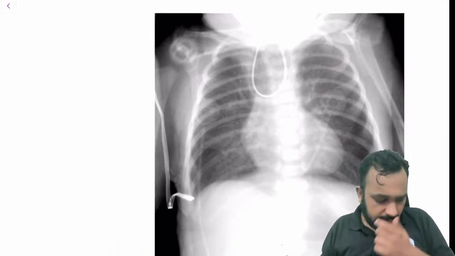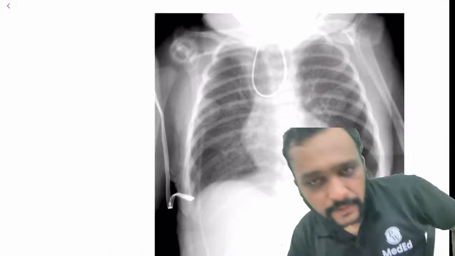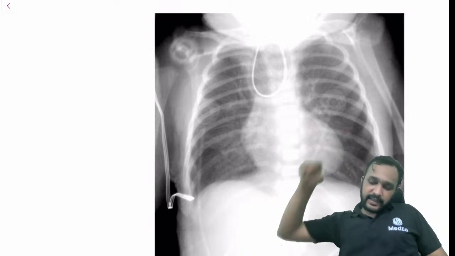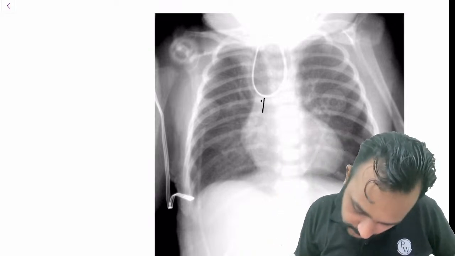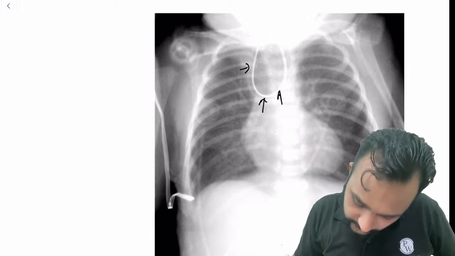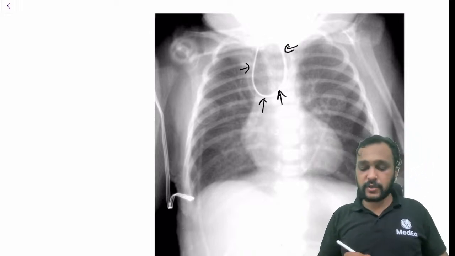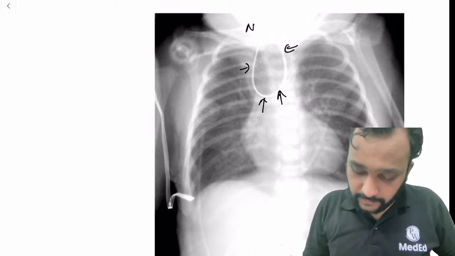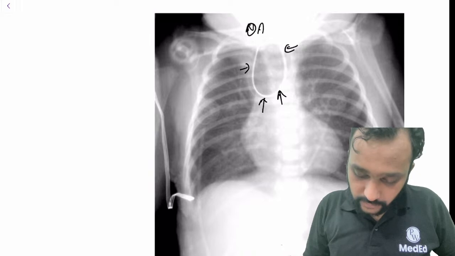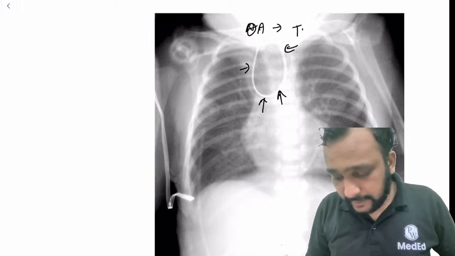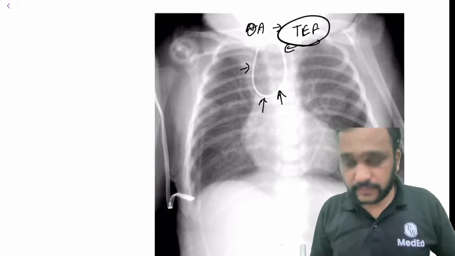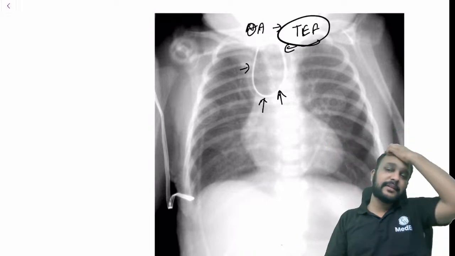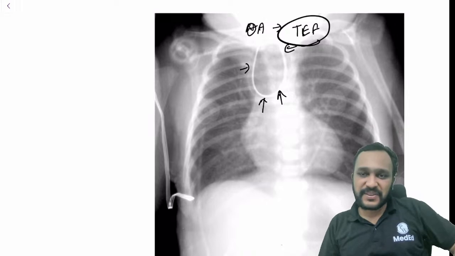Now in this image, guys, what can we see? We can see that the nasogastric tube is turning upon itself. This nasogastric tube turns upon itself in a patient with esophageal atresia, and this esophageal atresia is associated with tracheoesophageal fistula.